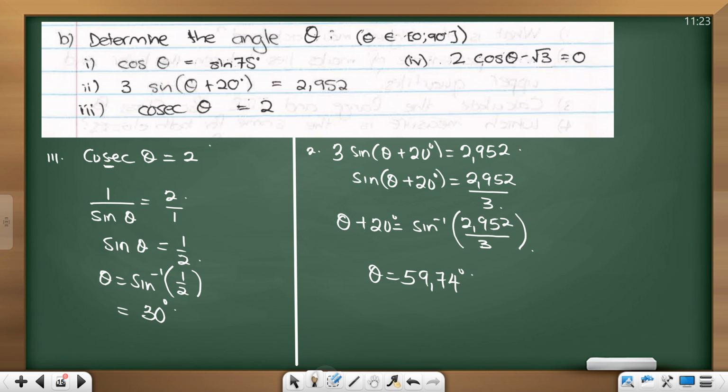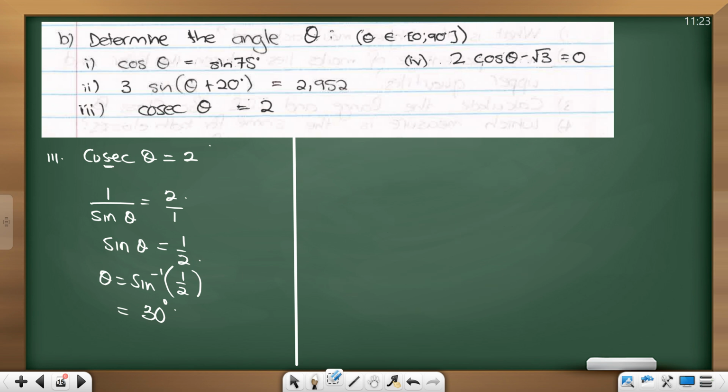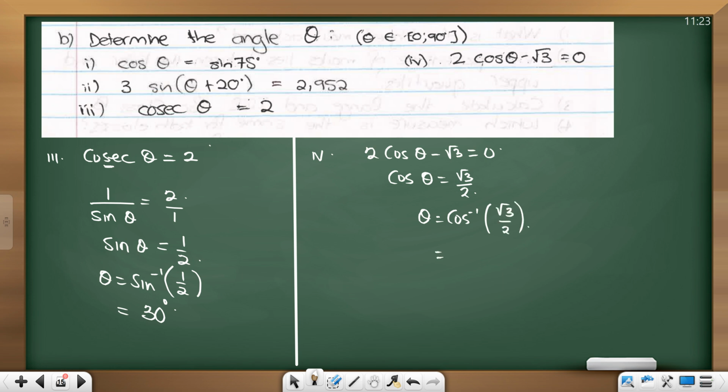Number 4. Let's do number 4. Cos theta. What do we do first? Can move the negative root 3 over. So what's cos theta positive what? Root 3. Can I then divide by 2? What would I say? Theta will be what? The arc cos. Okay, what would it be?